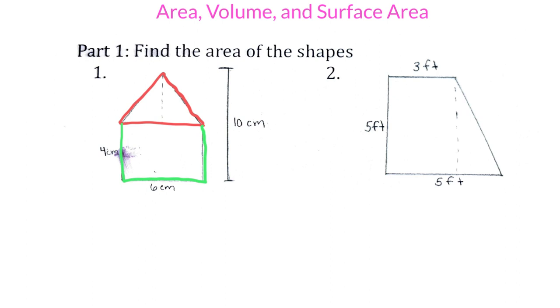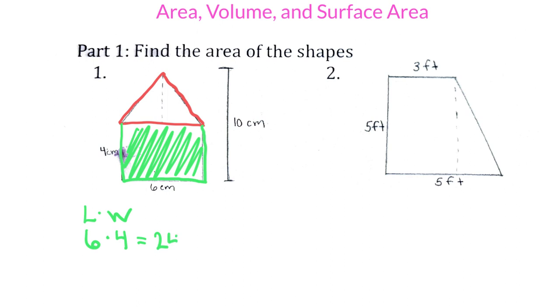So let's start with the easy part, which is the rectangle. If we're going to find the area of a rectangle, area is length times width. So our length in this case is 6 and our width is 4. So that means the area inside the rectangle is 24.